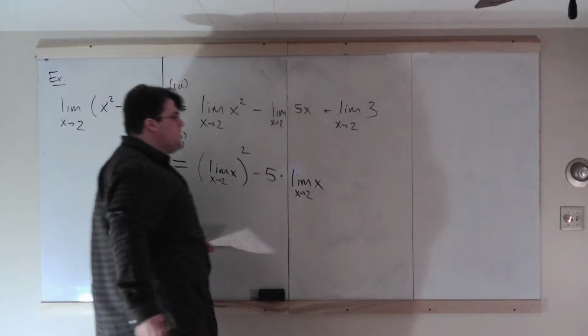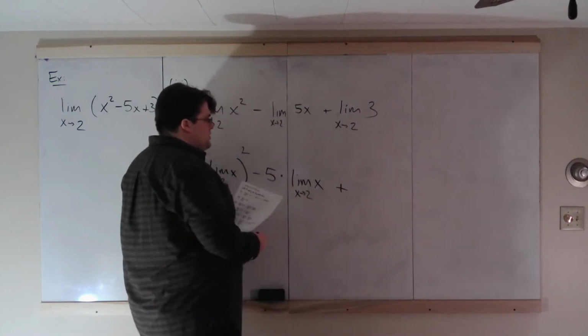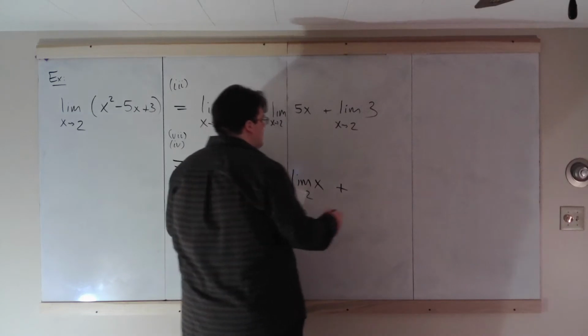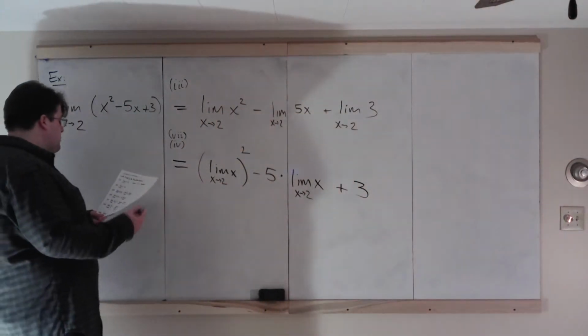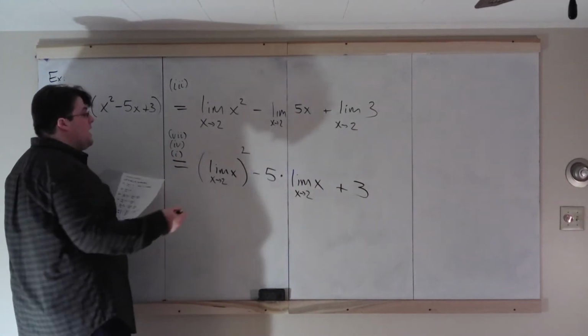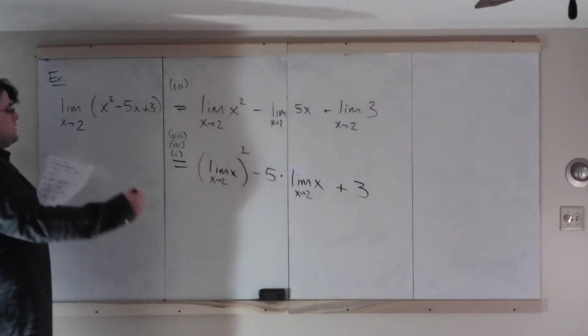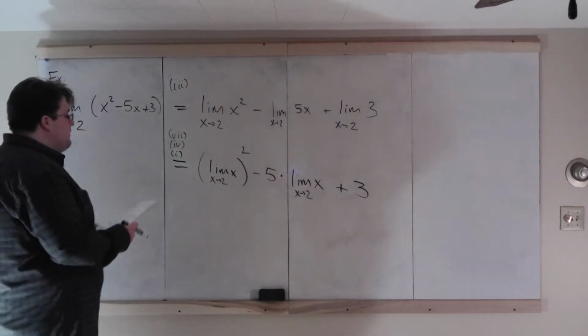And how about limit as x approaches 2 of 3? Well, how does 3 change as x approaches 2? As x changes, 3 doesn't change. So that limit is 3. Alternatively, you could have applied rule 1, which tells us how to take the limit of a constant. The limit of a constant is that constant. Well, that's great. Now we still have a couple limits to deal with.